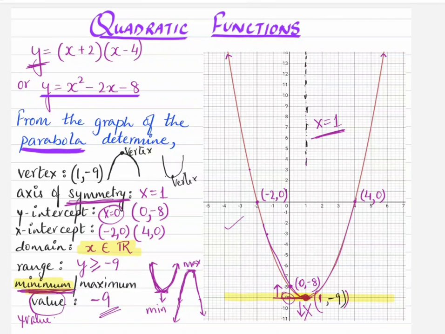This is the basic introduction of what information you can get out of a parabolic curve just by looking at it, right? So that's a very important concept. Make sure you watch it again if you need clarity on any of the subjects.